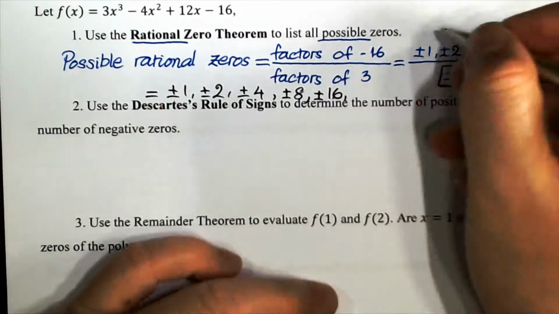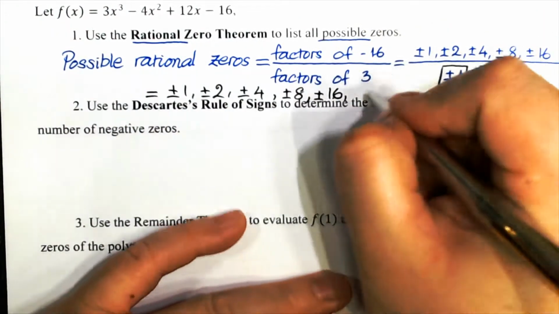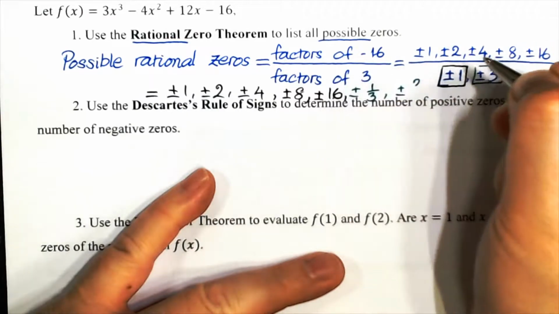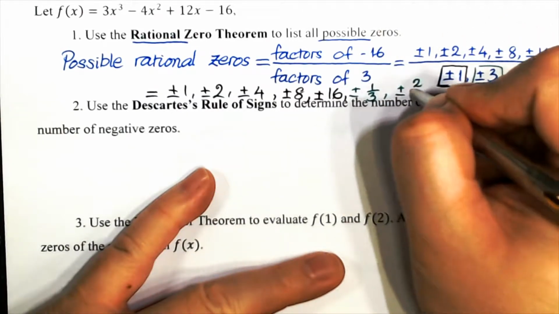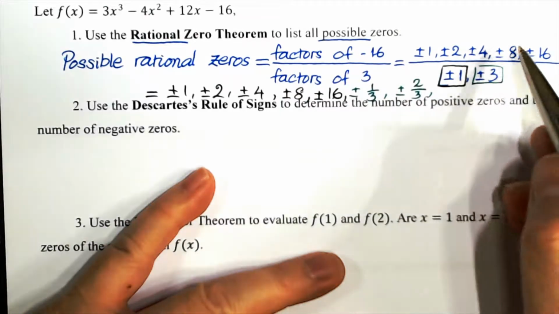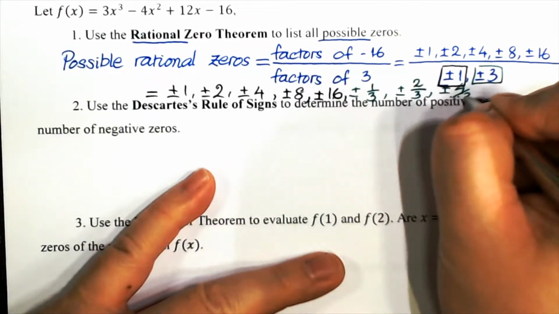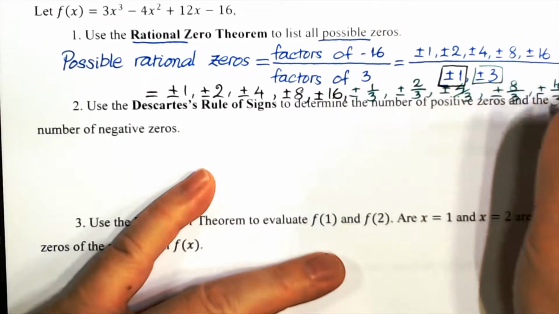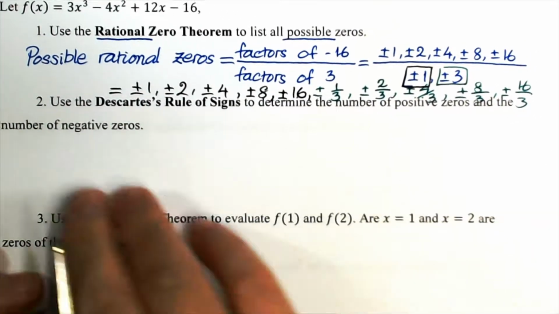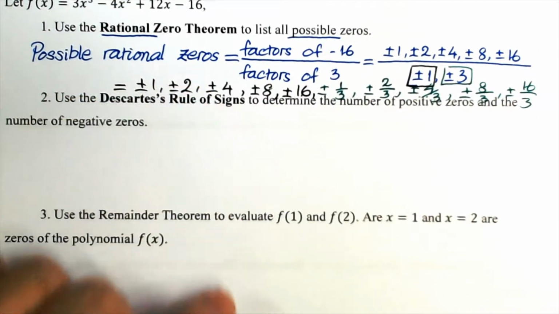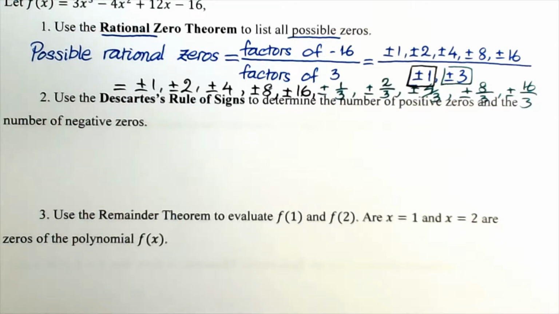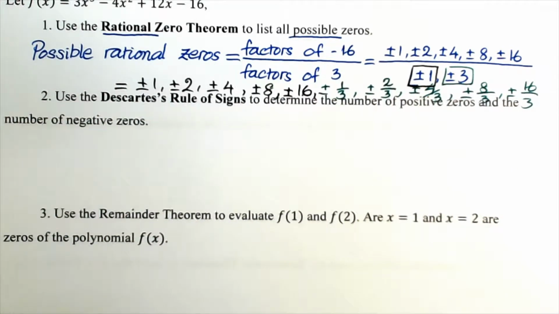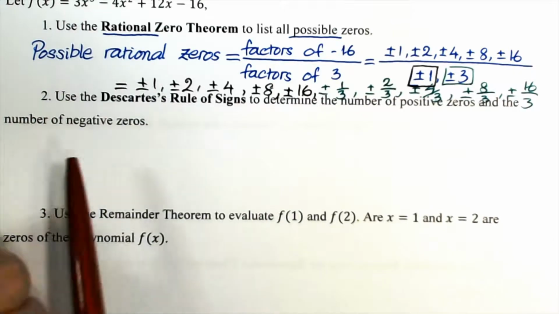So now we divide by 3. We will have 1/3, 2 over 3, 4 over 3, 8 over 3, and 16 over 3. Those are the possible rational zeros. Right. Of course, one of these may work or none of them may work.